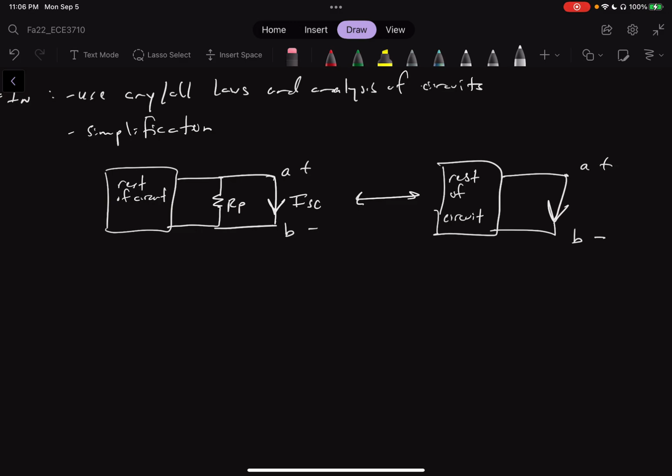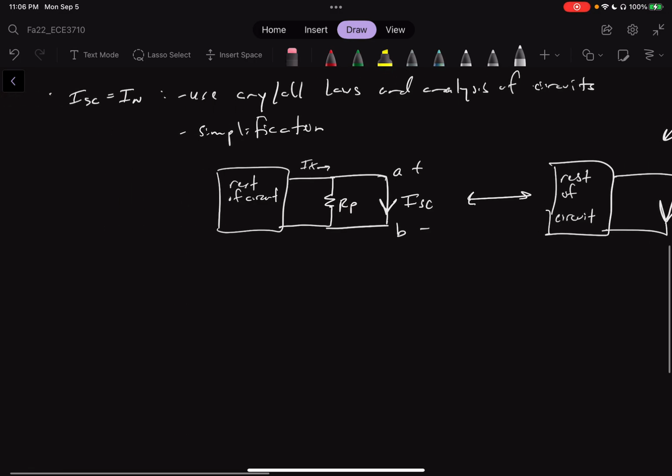Now, in the left-hand drawing, you have Rp in parallel to the short circuit current. If you remember from your Physics 2 class, current likes to flow through the path with minimal resistance. Therefore, this current, call it Ix, will not flow through Rp. Because nothing is going to flow through Rp, you can remove it from the circuit, which leaves you with the drawing on the right-hand side. And you continue to use any laws or analysis to solve for Isc.